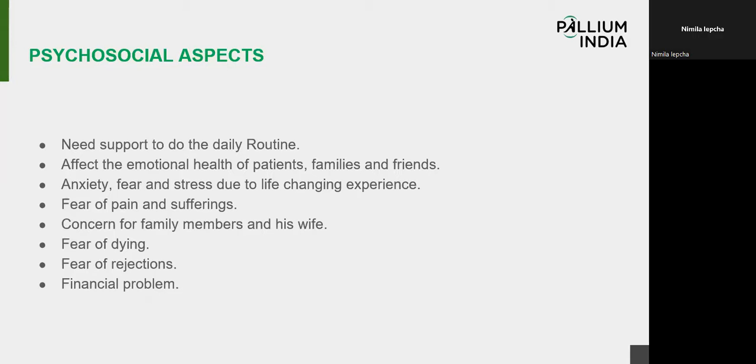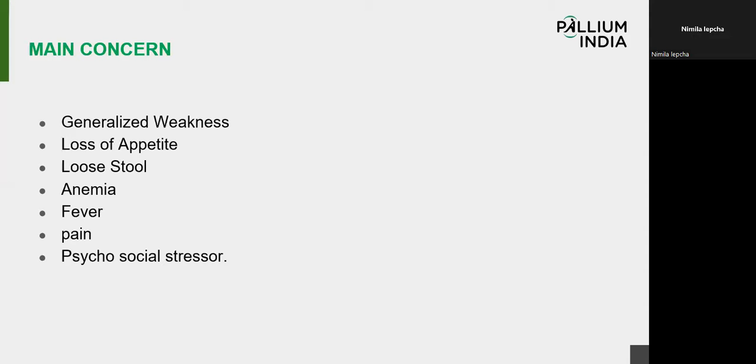Coming to psychological aspect: needs support to do daily routine, affects the emotional health of patient, family, and friends; anxiety, fear, stress due to life-changing experience, fear of pain and suffering, concern for family members and his wife, fear of dying, fear of rejection, financial problem. Main concerns: generalized weakness, loss of appetite, loose stool, anemia, fever, pain, psychosocial stressor.